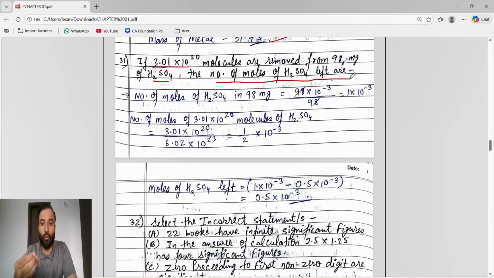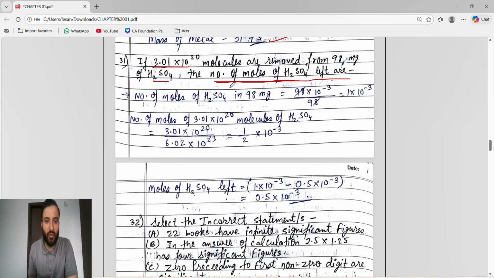Sorry, find the number of moles of H2SO4 left. So we have to find the number of moles of H2SO4 left. Guys, what is the formula? For finding the number of moles of H2SO4 left, we will take the total number of moles of H2SO4 present minus how many moles of H2SO4 we removed. Correct? We'll get the number of moles.